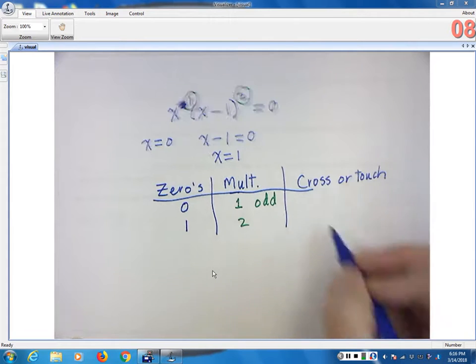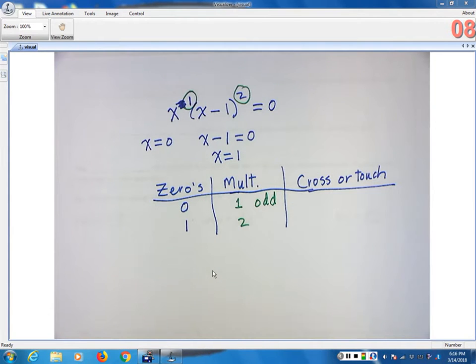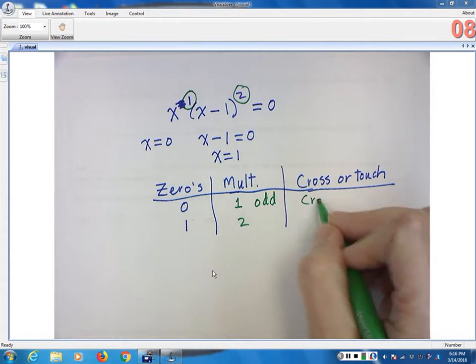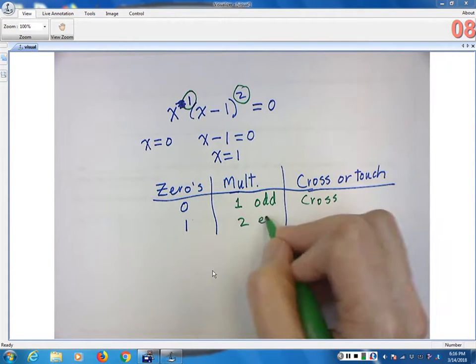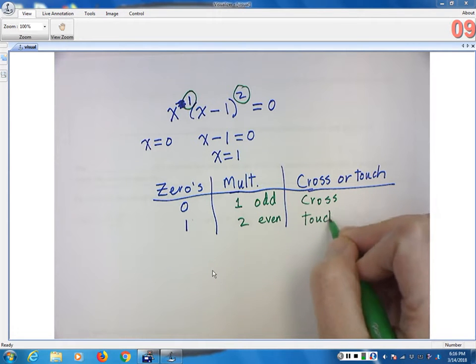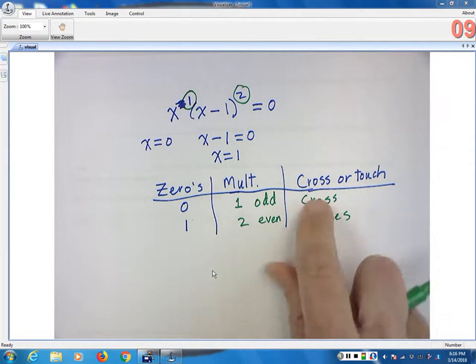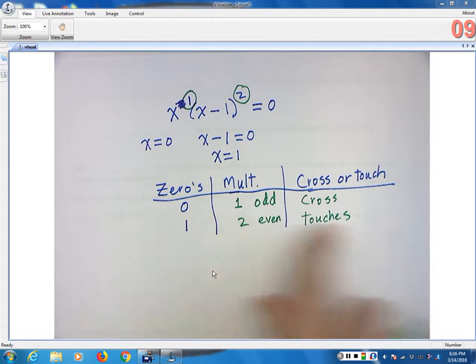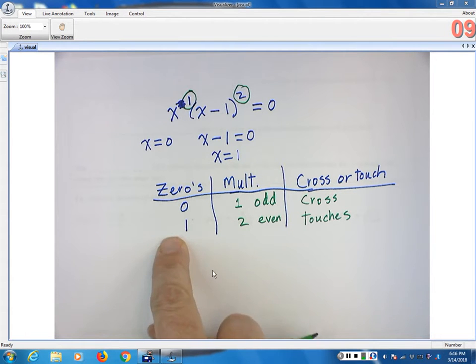Because this is odd, it crosses. Because this is even, it touches and turns around at that 0. It crosses at x equals 0, it touches at x equals 1, and turns around.